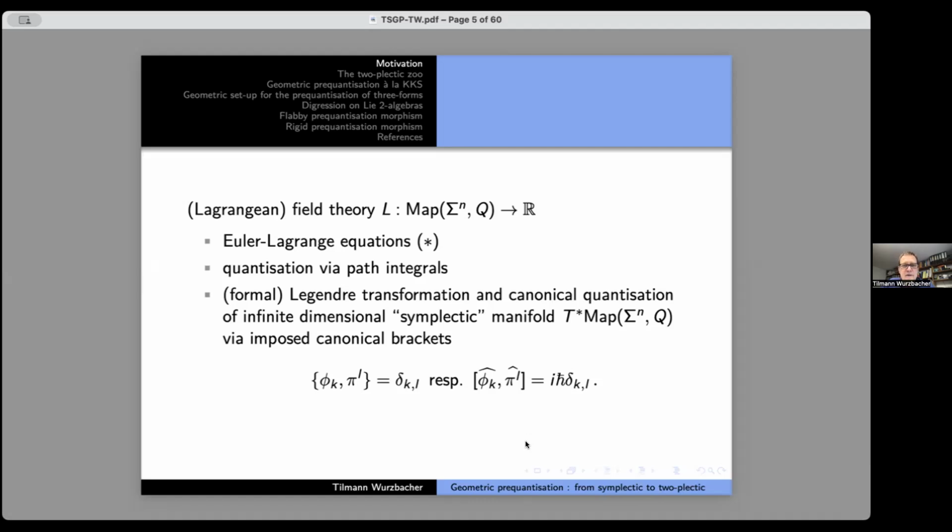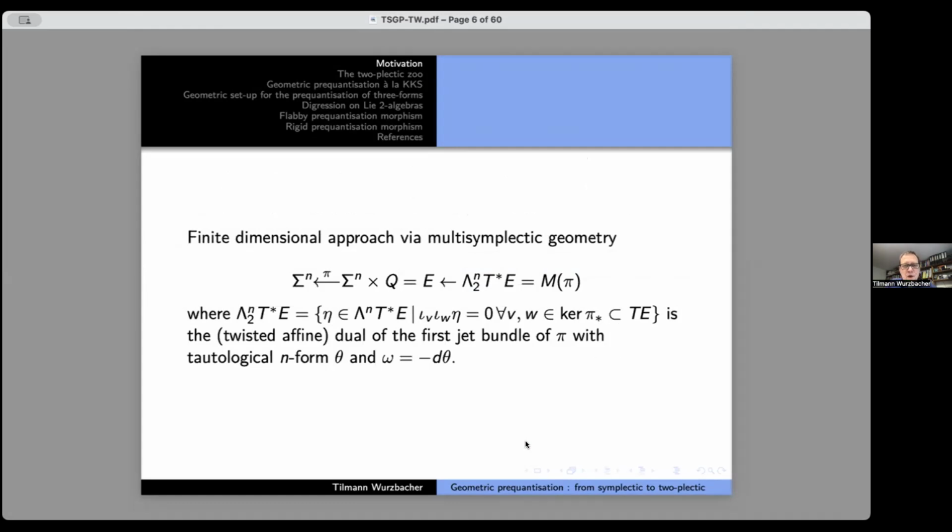And that's the reason why after several years I spent on infinite dimensional manifolds, I fell in love with multisymplectic geometry because it tries to formulate field theory, classical field theories in finite dimensional terms. So the traditional setup is you have a fiber bundle E, might be trivial in the first case, over a base sigma, which is n-dimensional. It's not only time, it's n-dimensional.